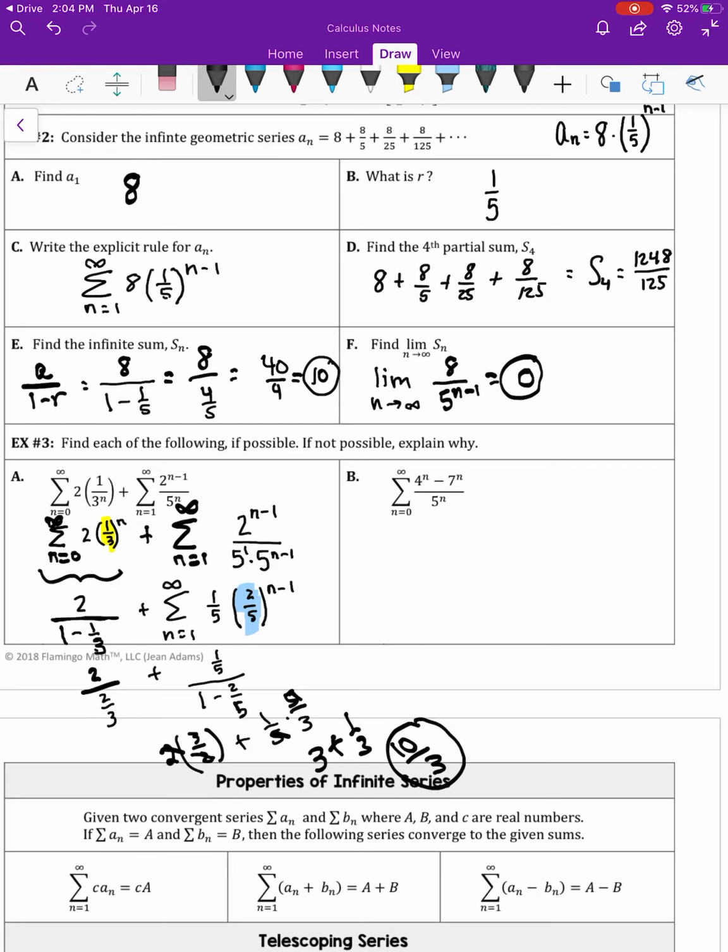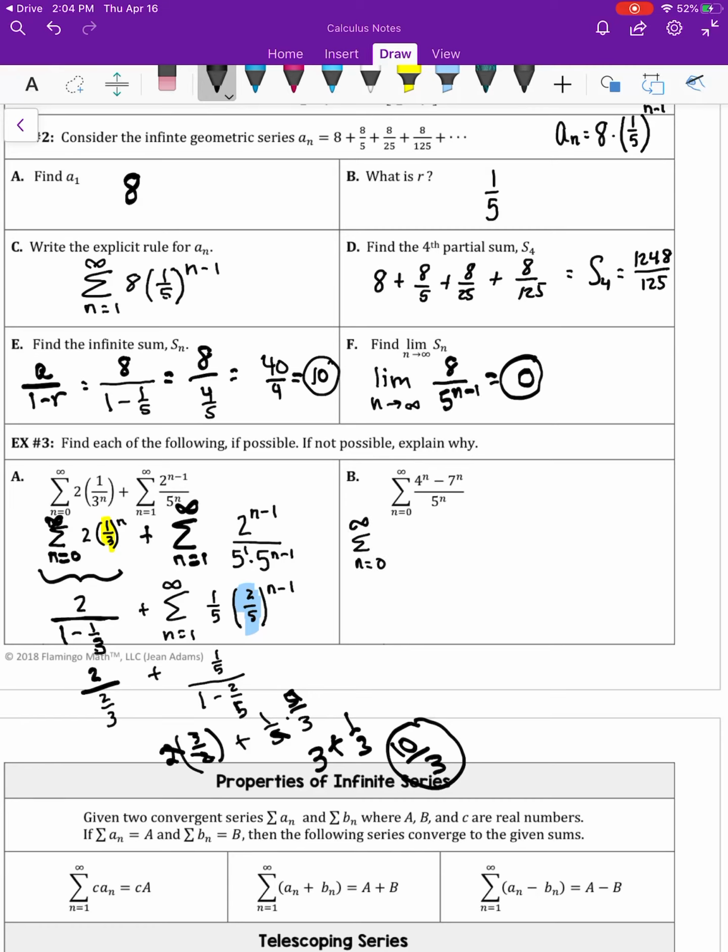It says, find each of the following if possible. If not possible, explain why. But we were able to manipulate those so that we could see what our r was and see what our a was. And once we were able to do that, we could use a over 1 minus r because they were both converging geometric series. And we did that and added them together and got 10/3 for A.